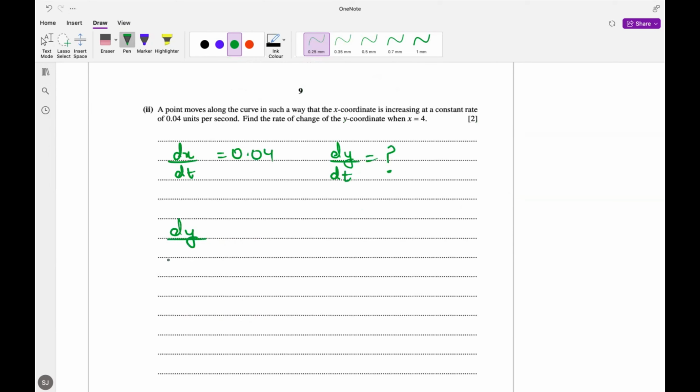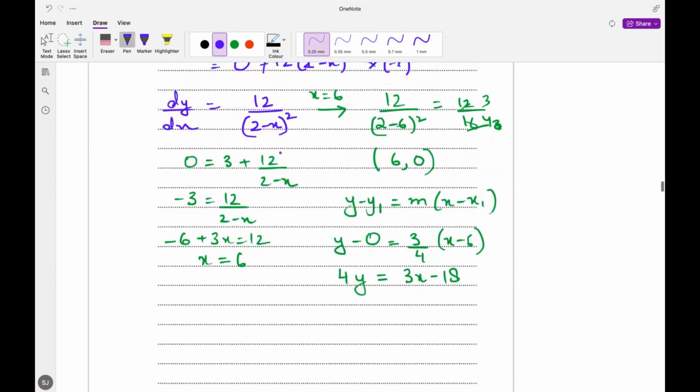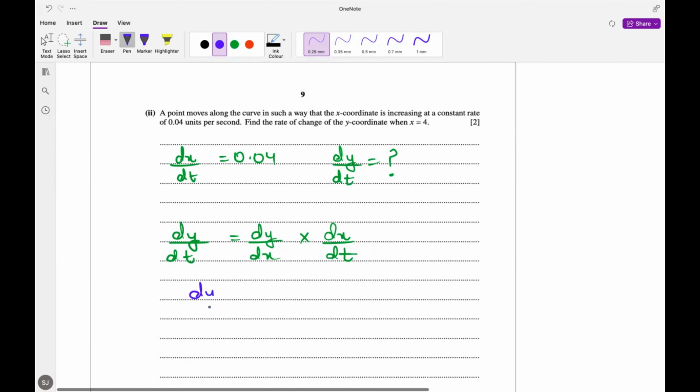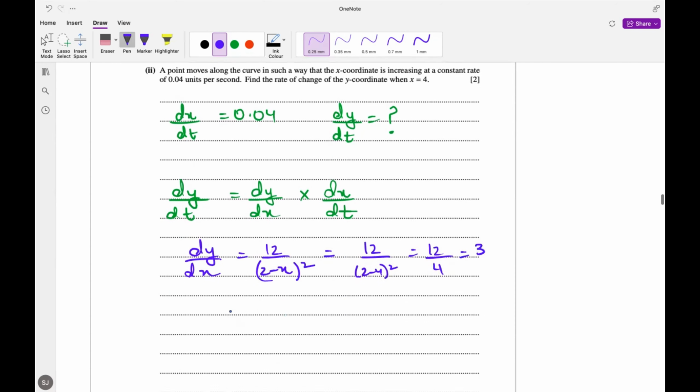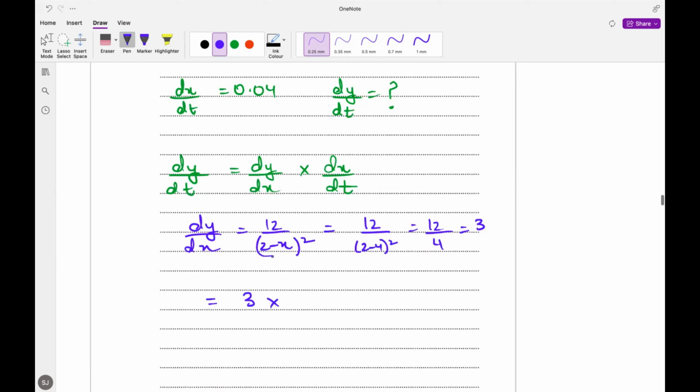The formula for the rate of change is dy by dt equals dy by dx multiplied by dx by dt. The dy dx we already know is 12 upon 2 minus x whole squared. The value of x is 4, so this will be 12 upon 2 minus 4 whole squared. This will become 12 upon 2 squared, which is 4. So dy dx will be 3. So multiplying dy dx, 3, times dx by dt, which is 0.04, the rate of change of y, or dy dt, will be equal to 0.12.